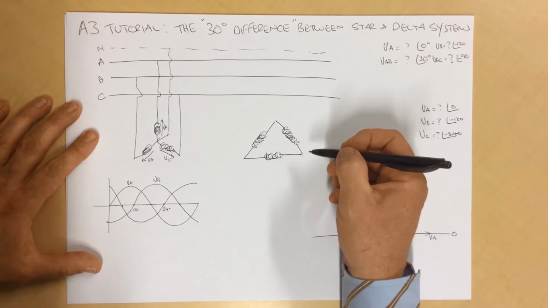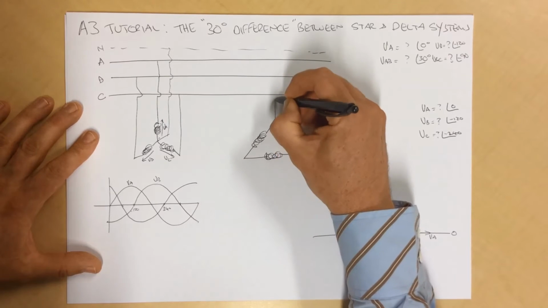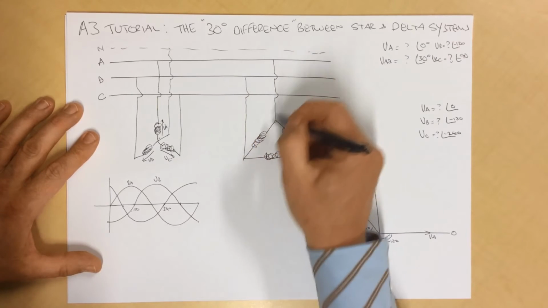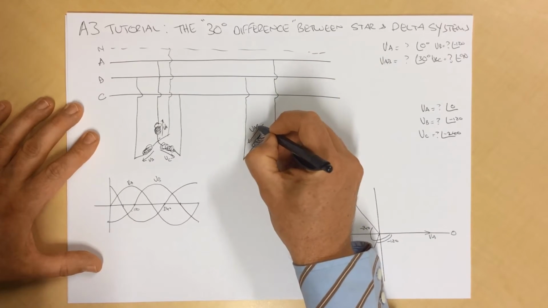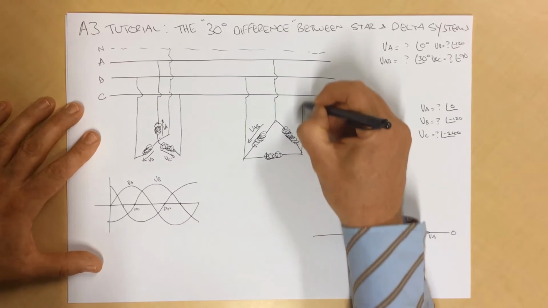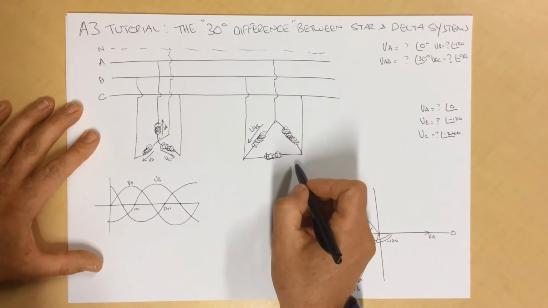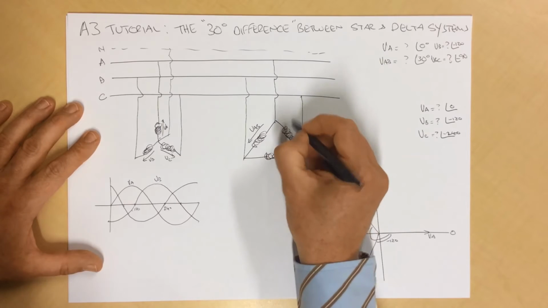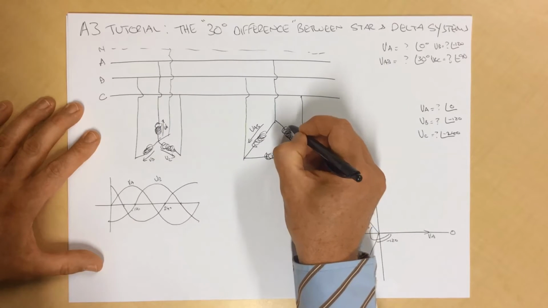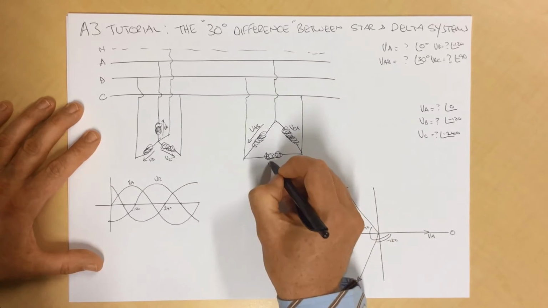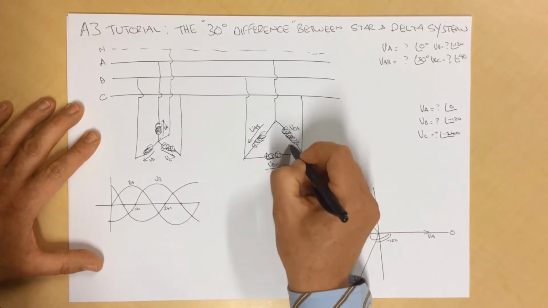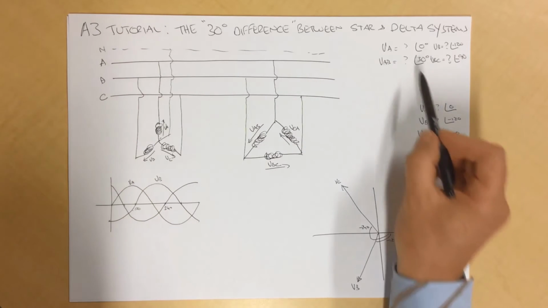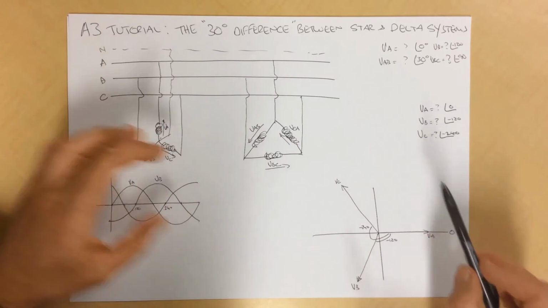Now if we look at a delta system, we can draw a delta system here. And we can connect this off similarly. We can make this one here VAB. So one end is connected to phase A, the other end is connected to phase B, and the voltage across here is VAB. The voltage between this one here and here is VCA, and the difference here is VBC.